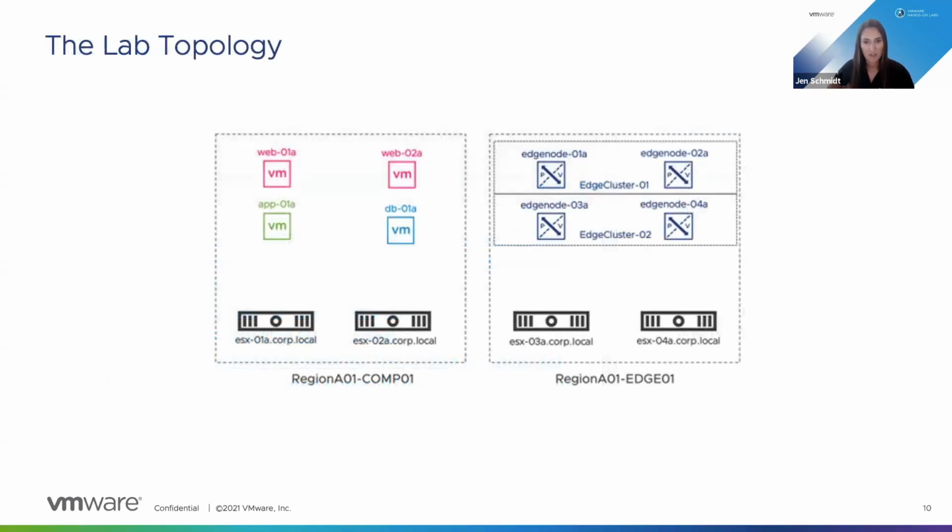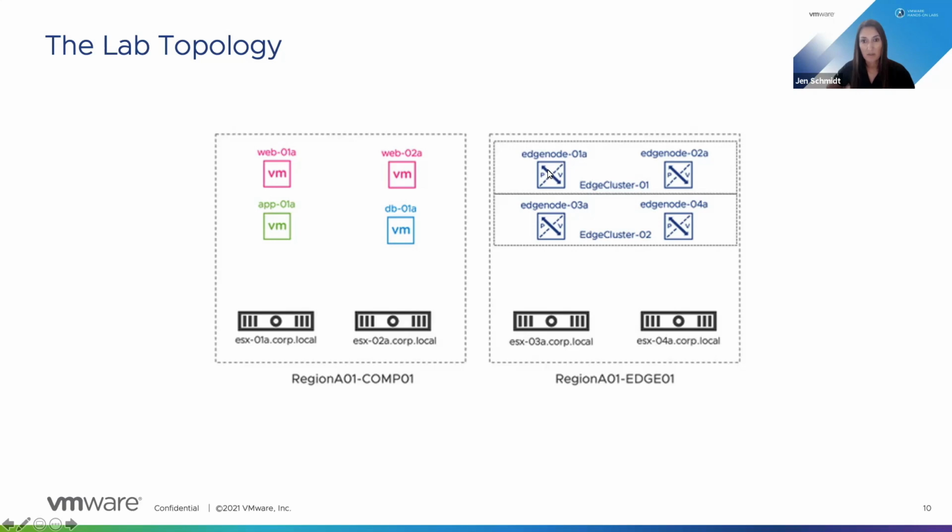So the lab topology, as I mentioned before, our lab has 2 regions. For this lab, we are specifically only using region A. In our region A vCenter and NSX manager, we are composing that. We have the 4 ESXi hosts. Two of our hosts, ESXi01A and 02A, are in our compute cluster, and that's where our 3-tier app VMs are going to live. And then for our Region A edge cluster, we've got ESXi03A and 04A, and that's where we have our edge node VMs.